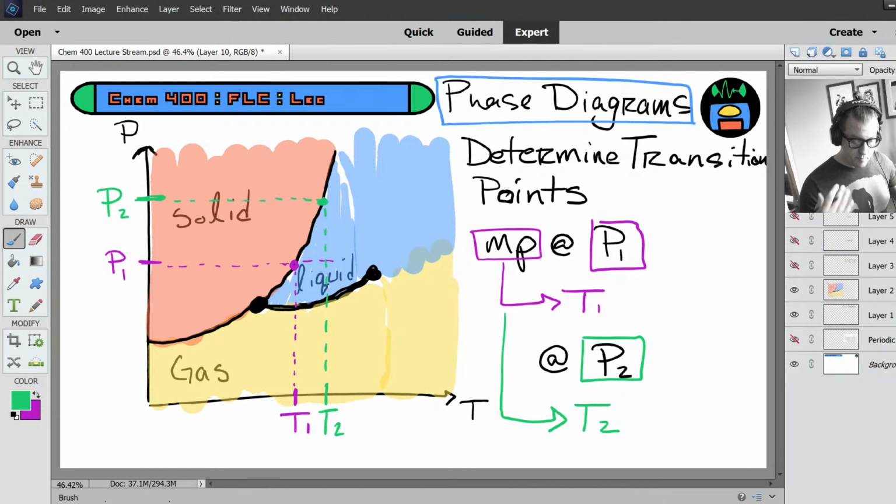So the points of the transition, melting point, freezing point, boiling point, sublimation point, they change. Those temperatures change as pressure changes, and you use the curves in your phase diagram to determine what those are. So that's kind of how you use a phase diagram. You may not realize that boiling points and melting points aren't constant things. They do change.